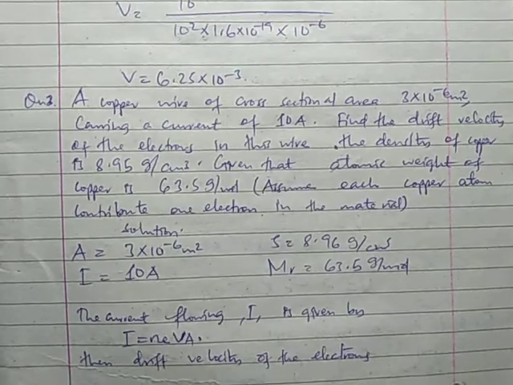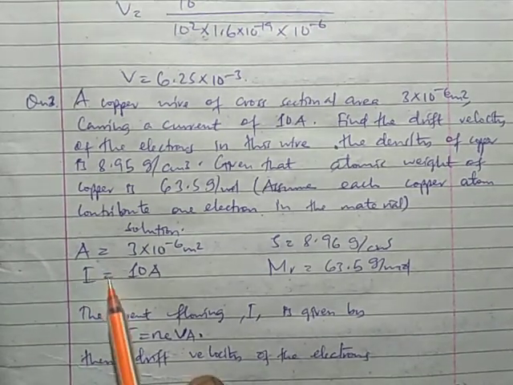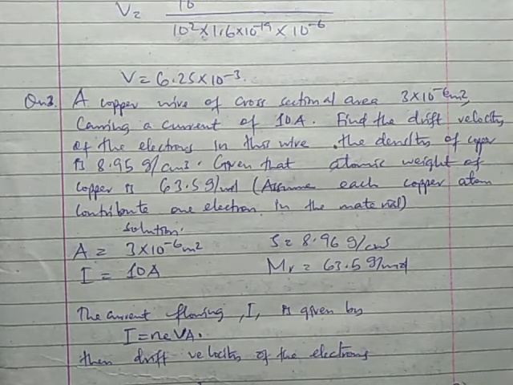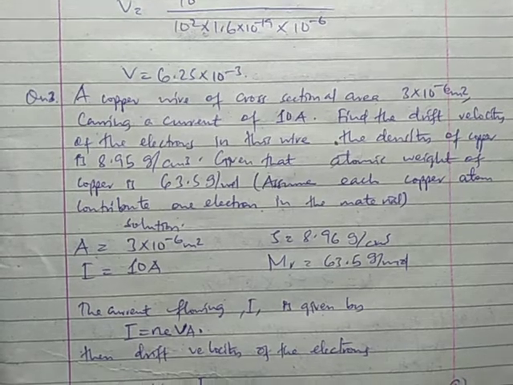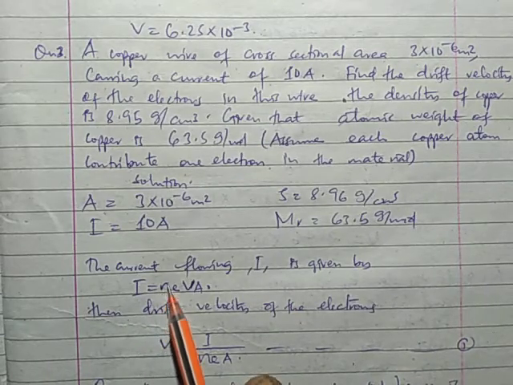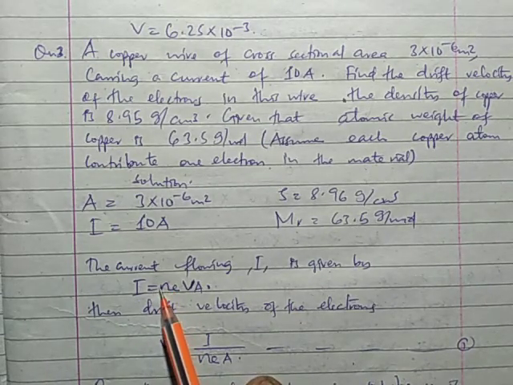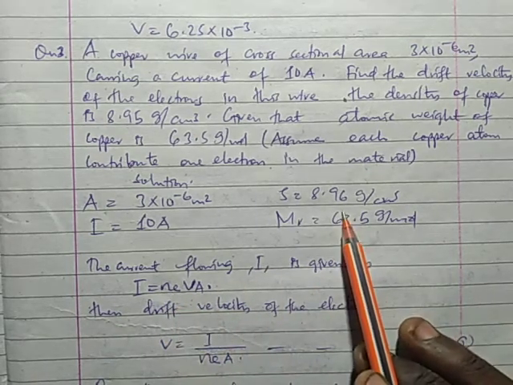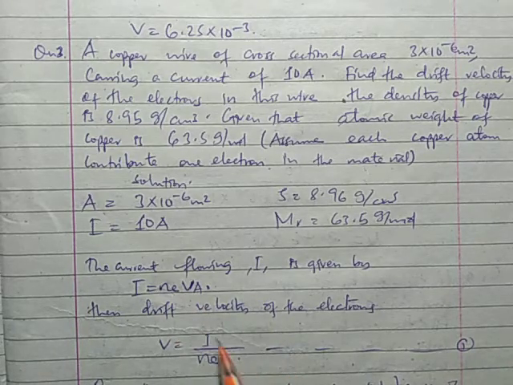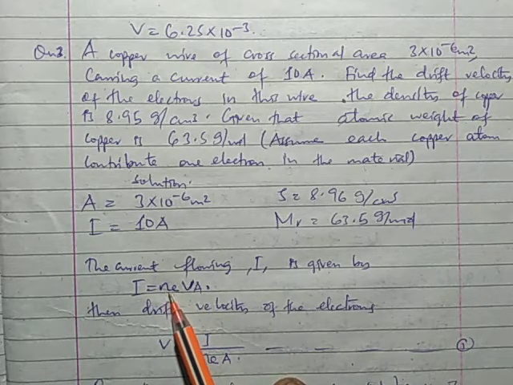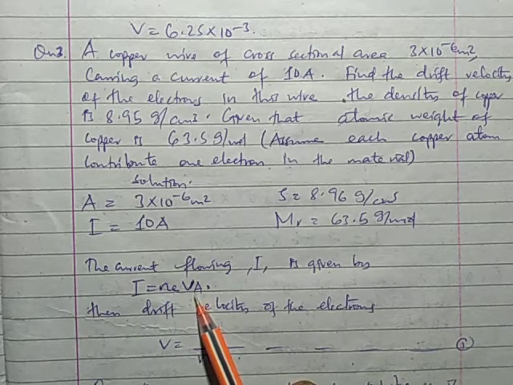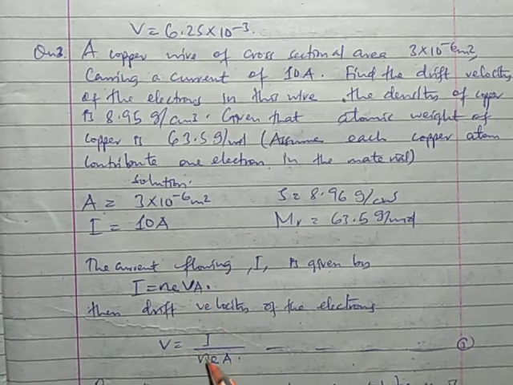So tunafanyaje hilo swali? Kwa hiyo tumepewa area, tumepewa current, huku tumepewa density pamoja na molar mass of copper. Kwa hiyo maana yake density pamoja na molar mass of copper tunazitumia katika kutafuta data zilizobaki. So the current flowing I is given by electron density. Huyu hapo, huyu ni nani? Ni electron density ambaye hatujapewa. Tulipewa density of copper ambaye ni normal. Then kuna electronic charge ambaye electronic charge is known. So what we need here is this quantity n, small n, electron density, then electronic charge, drift velocity times area. So what we need is this n.